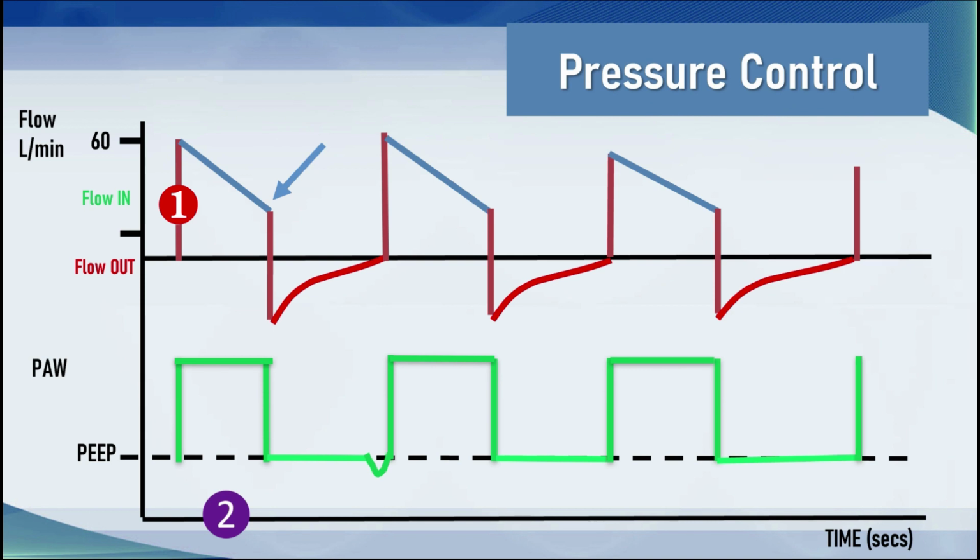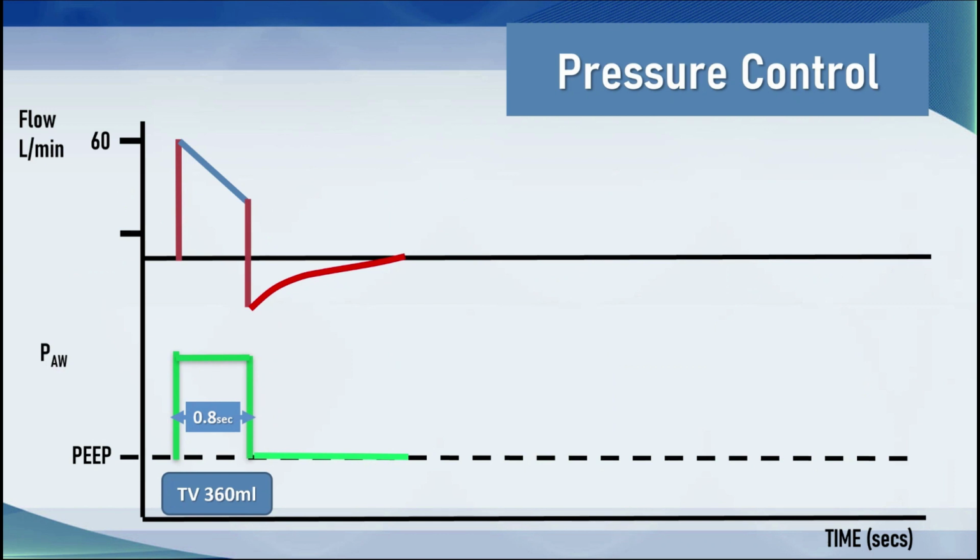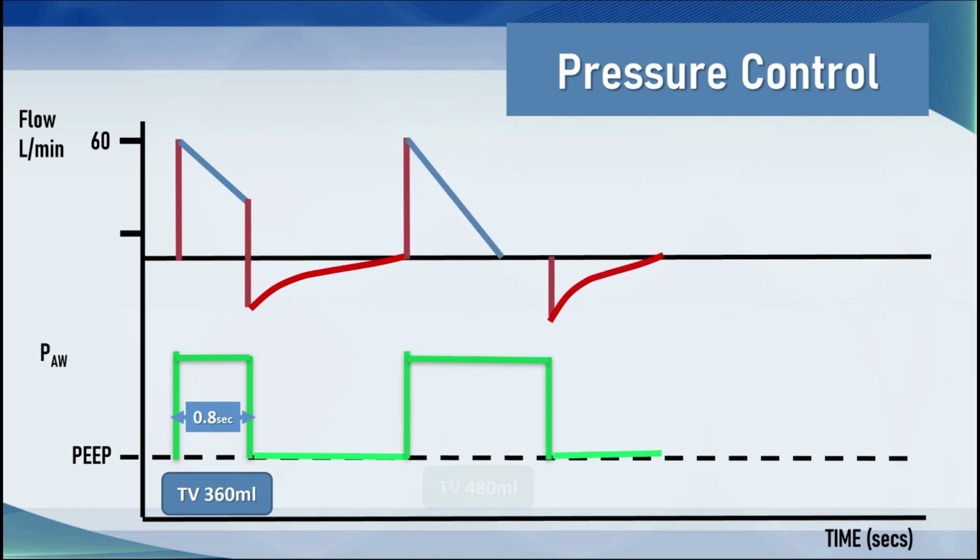Regardless of whether it is the first or the second factor, the time from the beginning of the breath to the end of the breath is too short, so we need to increase the inspiratory time. Clearly, the 0.8 second inspiratory time is inadequate, so let's increase the I time to 1.3 seconds. Now you can see that the tidal volume has increased substantially from 360 mils to 480 mils, reflecting an increase in the mean airway pressure.